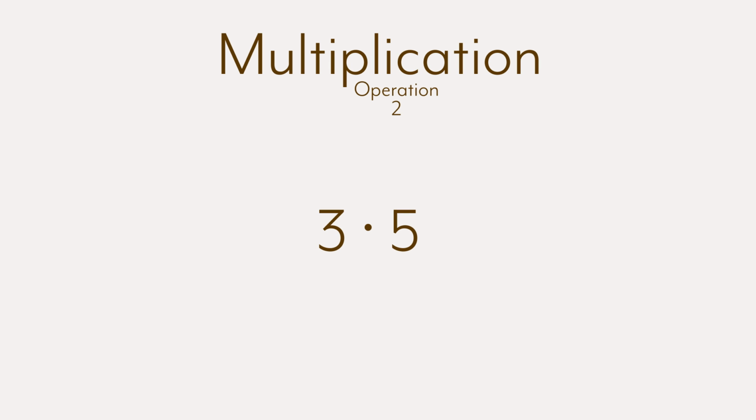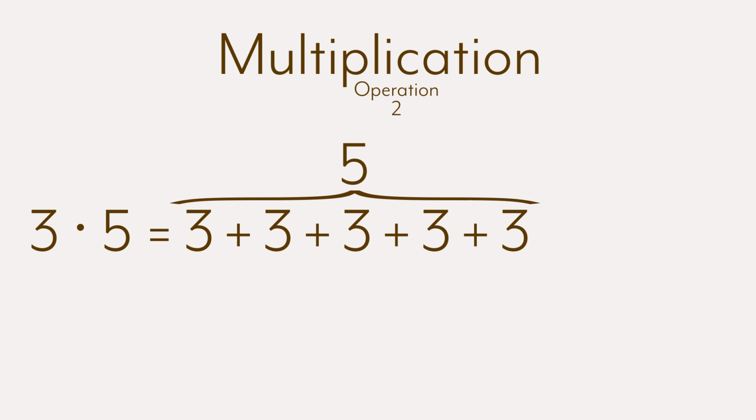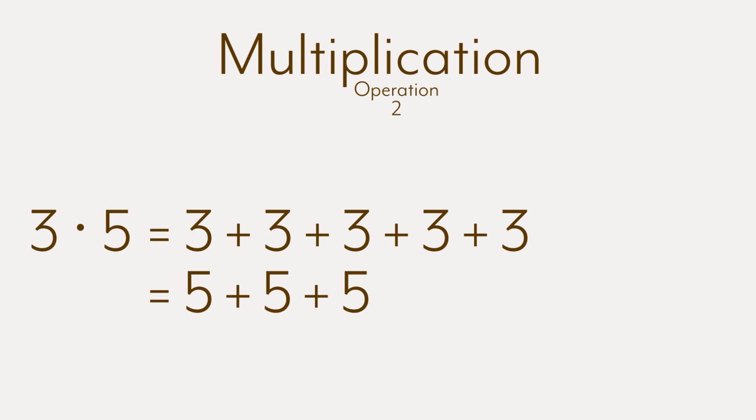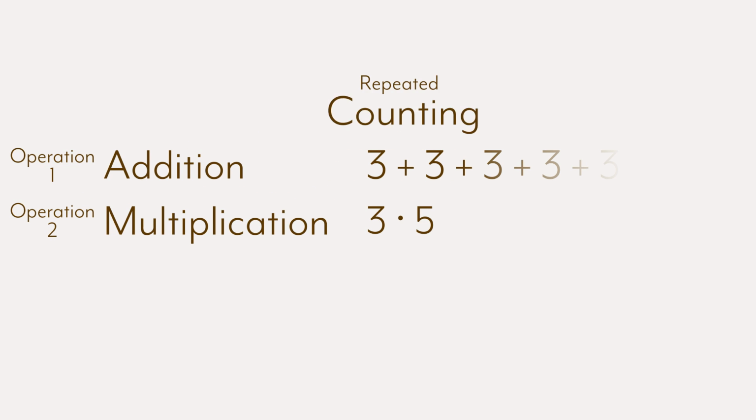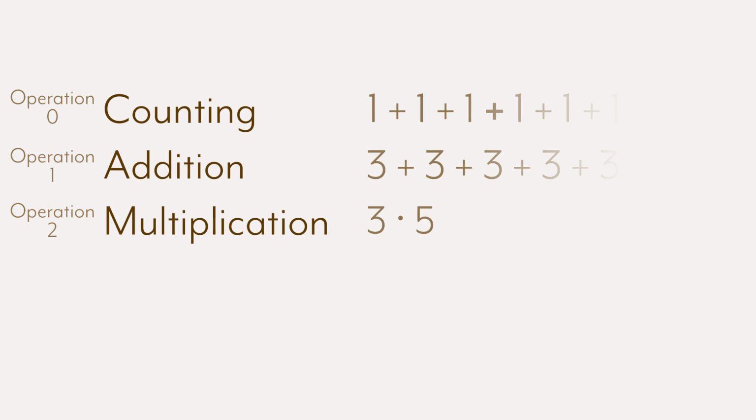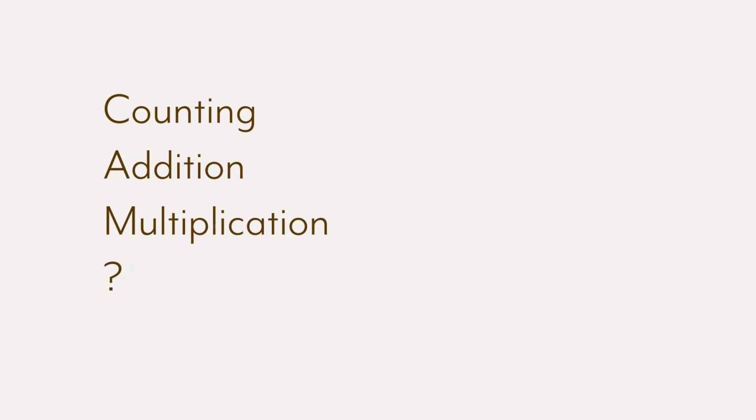The next operation is multiplication. To multiply 3 and 5, you have to unpack it, and if you do, you find repeated addition. That is, you can say add 3 to itself 5 times, or if you want to do it the other way, add 5 to itself 3 times. You'll get the same answer, 15, either way. But isn't that interesting? You can unpack multiplication to find addition and unpack addition to find counting. So you might be wondering, well, what's multiplication itself packed in? We actually have an answer.